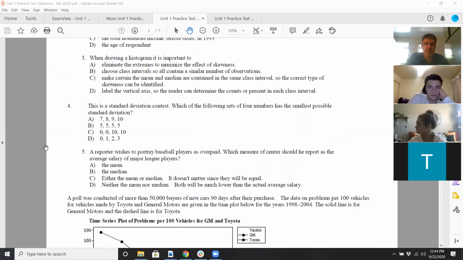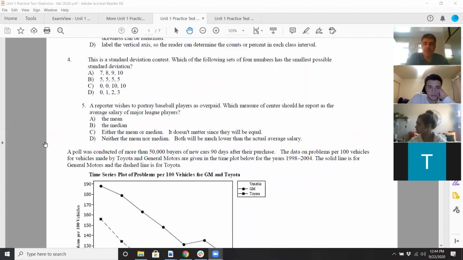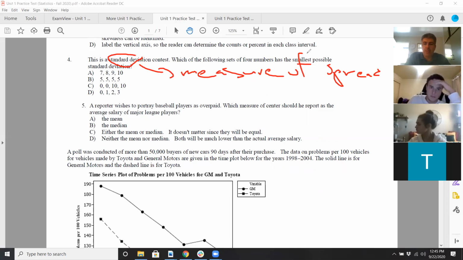For 4, standard deviation, remember we discussed this, it's a measure of spread. How spread out is your data? You want the one that's smallest, so you want the one that's the least spread. Wholly B. They're all the same. No spread there. You don't have to compute it. It's just more intuitive.